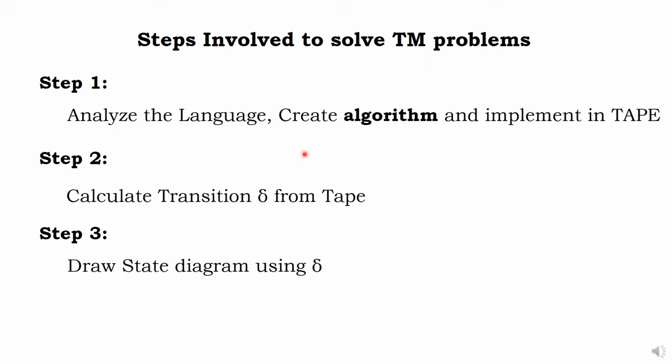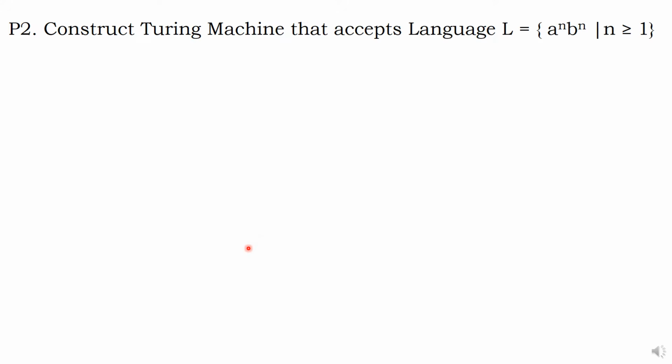These are all the steps involved in solving a problem. First, we have to analyze the language. I told you it's one of the important tasks. Then writing the language, whatever you implemented in the tape, and how to convert that as a transition. That's called a delta transition. Then drawing the state diagram is a simple work. Let us take a problem.